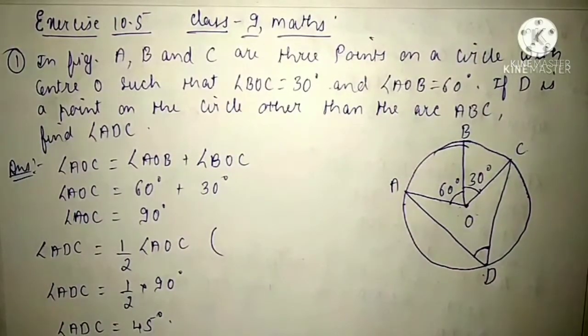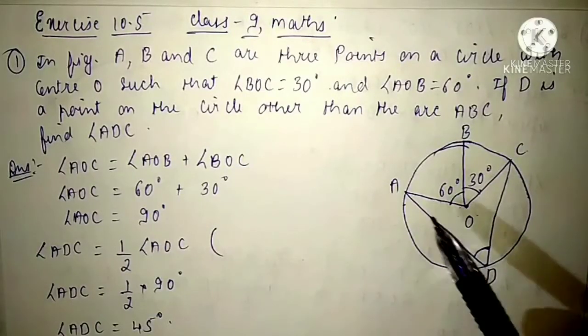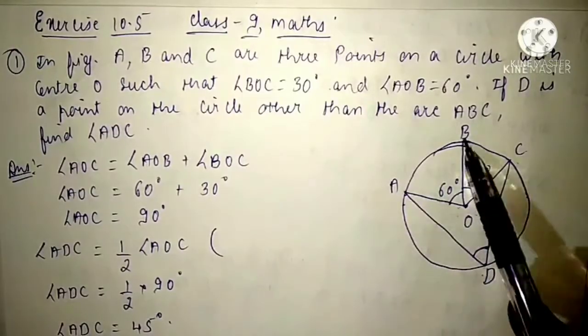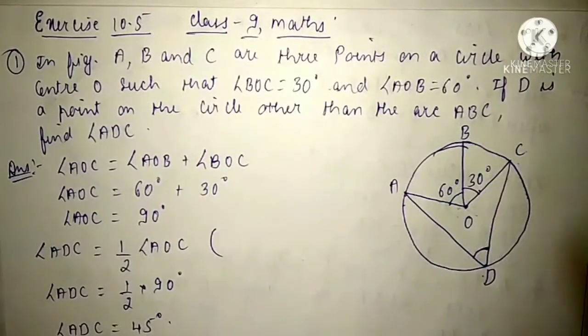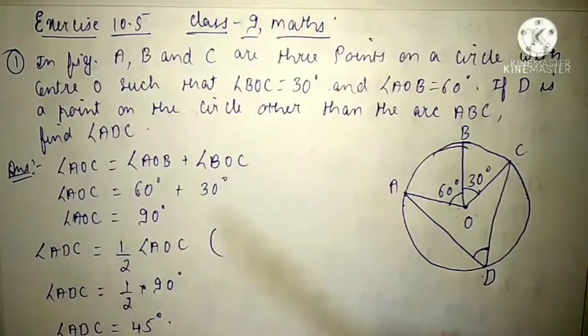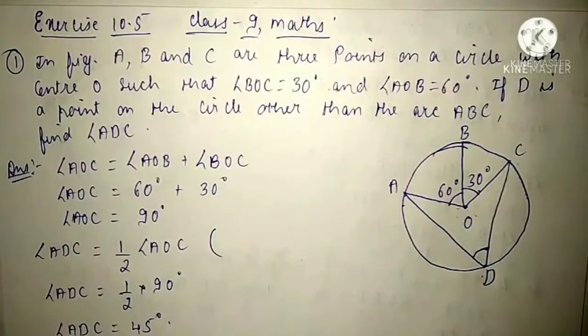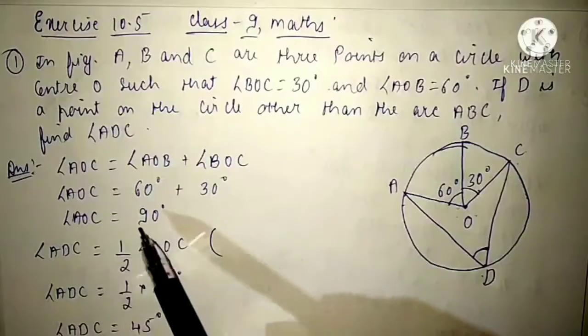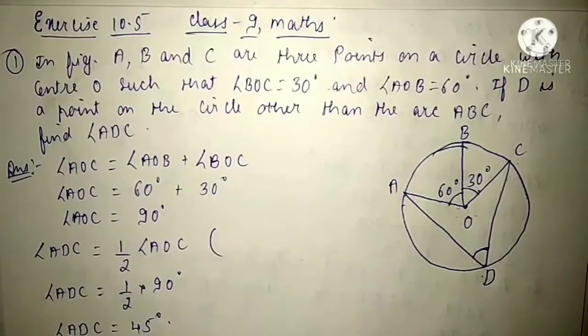Okay. So first of all we can see that angle AOC is equal to angle AOB plus angle BOC. So angle AOC is equal to 60 plus 30, which is 90. Angle AOC is equal to 90 degrees.